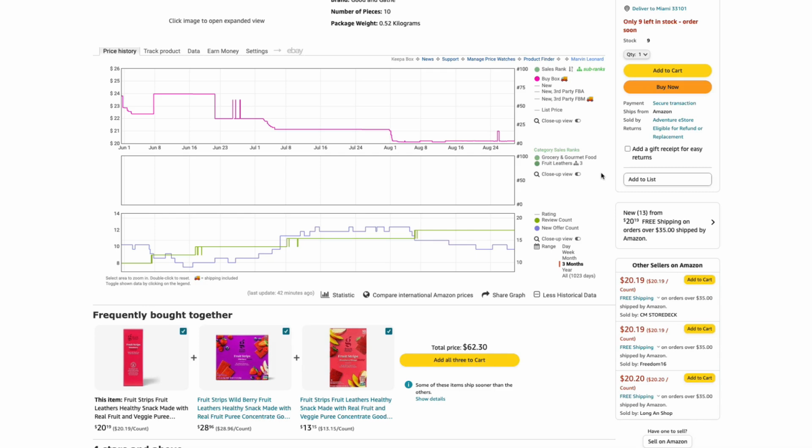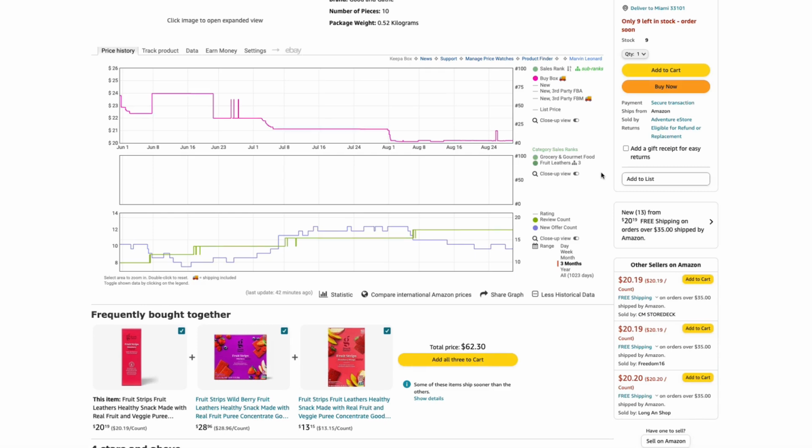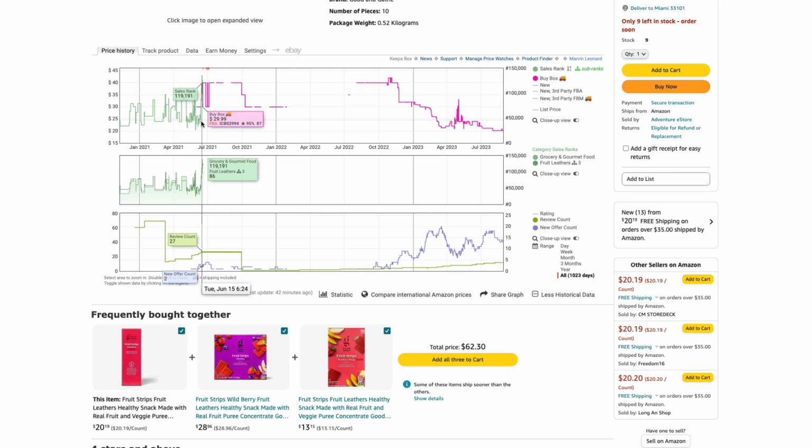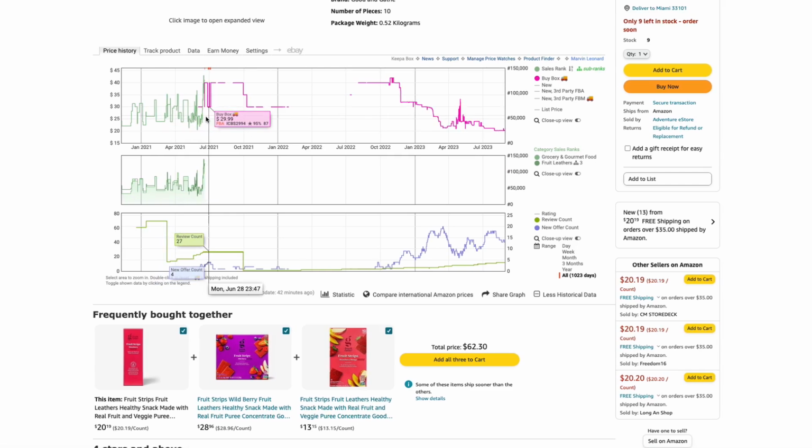So if we go down to Keepa, we can see that there's not a lot of data for us to go off of. We can toggle on sales rank, and there is nothing there. But the first thing that we want to do is see if there was ever a sales rank. So if we go back to all time, the last time there was a sales rank, it was back in 2021. And it wasn't great. Like, it would go up and down, but it was roughly 50K. Sometimes it would go up a little bit higher.